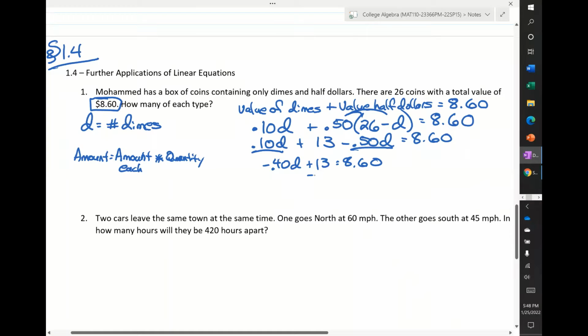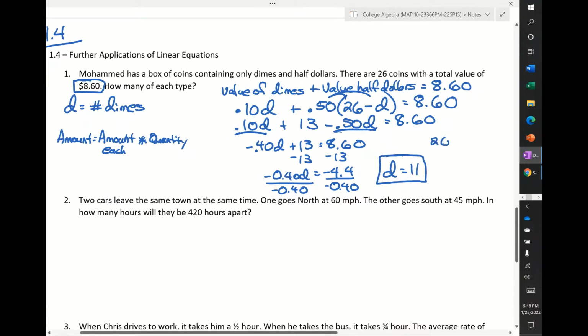Solve this now, so let's subtract 13 on both sides. We'll get negative 0.40D is equal to 8.6 minus 13, which is negative 4. We divide by negative 0.40. We get the number of dimes is 11. If there's 26 total, 26 minus 11 gives us 15 half dollars.